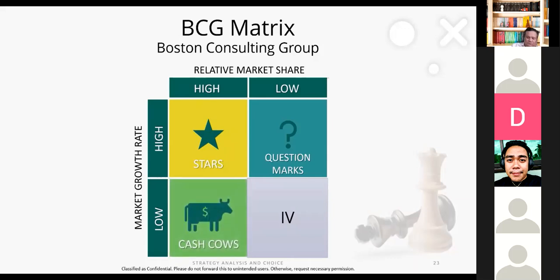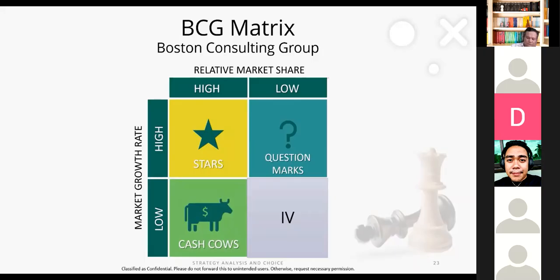Divisions positioned in quadrant 3 have a high relative market share position but compete in a low-growth industry. They are called cash cows because they generate cash in excess of their needs. They are often milked. Many of today's cash cows were yesterday's stars. Cash cow divisions should be managed to maintain their strong position for as long as possible.